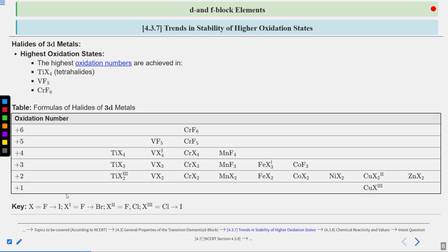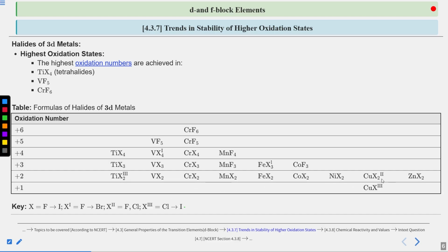Wherever X is present, it represents fluorine to iodine, and X1, like here in iron, represents fluorine to bromine. X2 represents fluorine and chlorine, and X3 represents chlorine to iodine. So you can see X1 here in FeX3. That means Fe can combine with fluorine to bromine and form trihalides or dihalides.